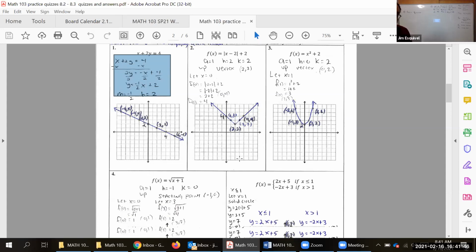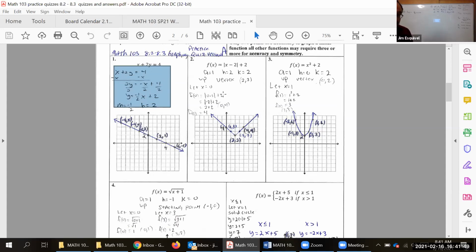But when we do these other graphs that you're going to be seeing, you got to show the work.